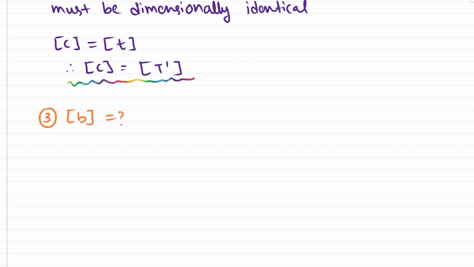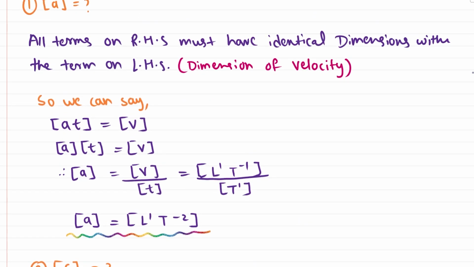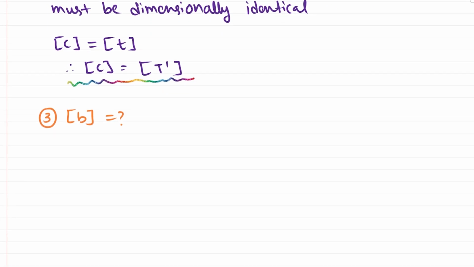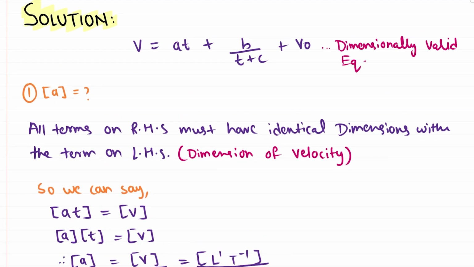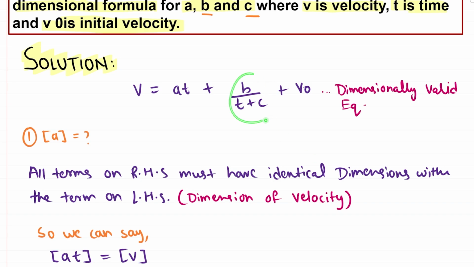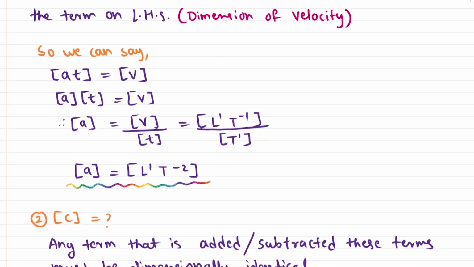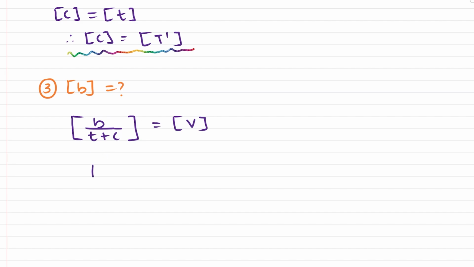So we have seen two conditions for a dimensionally valid equation, and from this we can say that the dimensions of terms on RHS, so dimensions of term on RHS is b plus t upon c, is equal to the dimensions of the term on LHS. That is a property of a dimensionally valid equation. So b is a term on RHS side and v is the term on the LHS side. Now if we were to solve this further, we get dimension of term b is equal to the dimension of term t plus c is equal to the dimension of term v, which is velocity in this case.